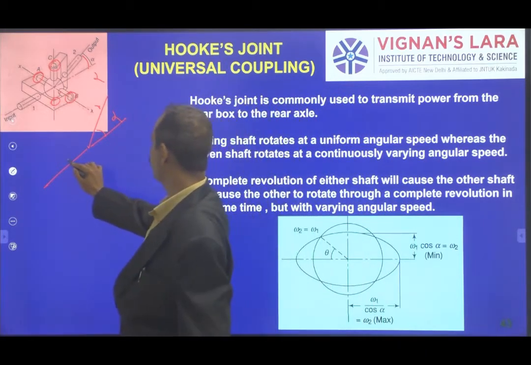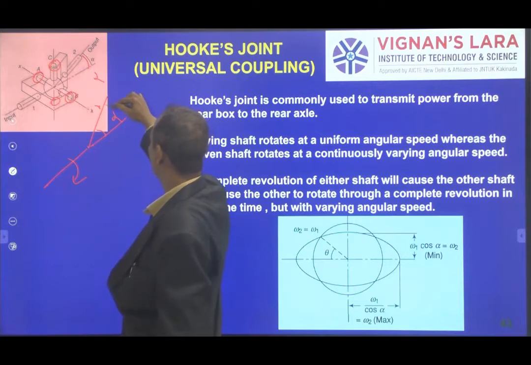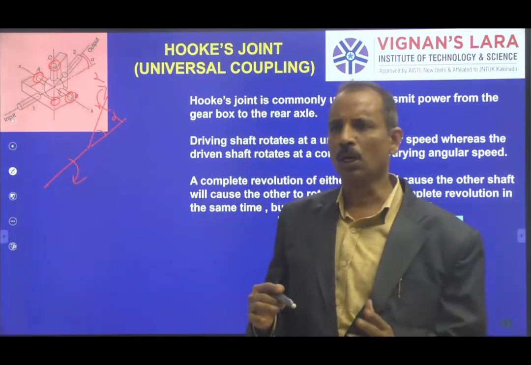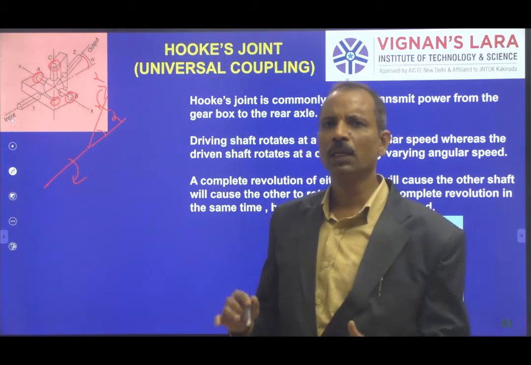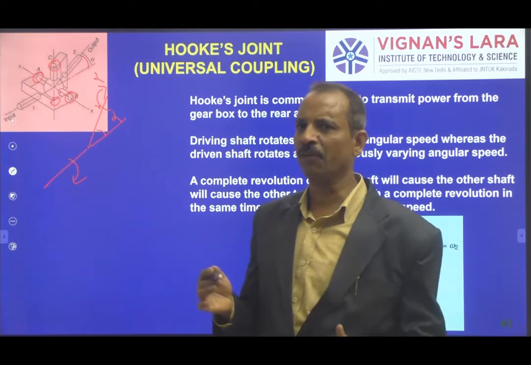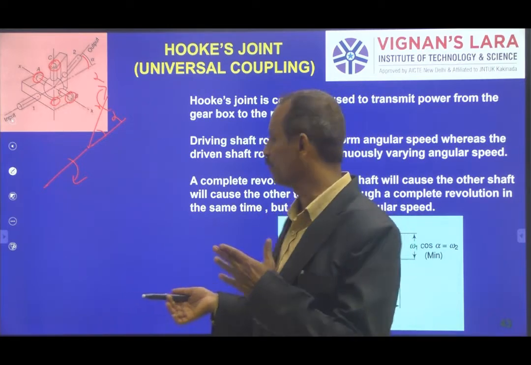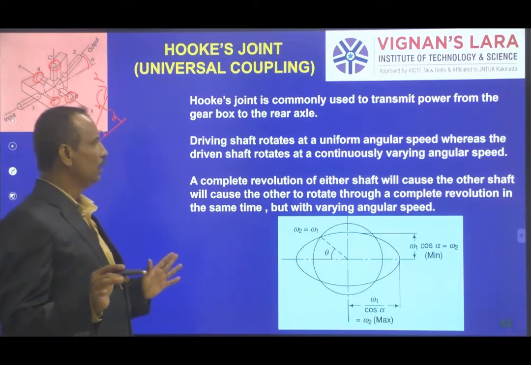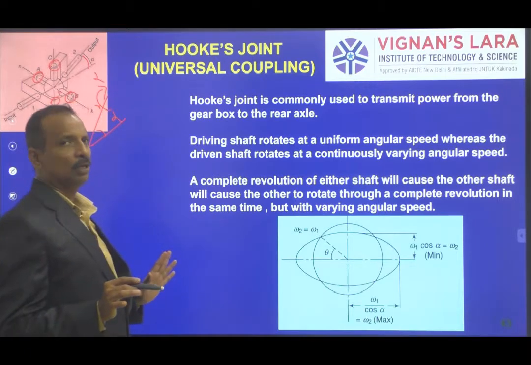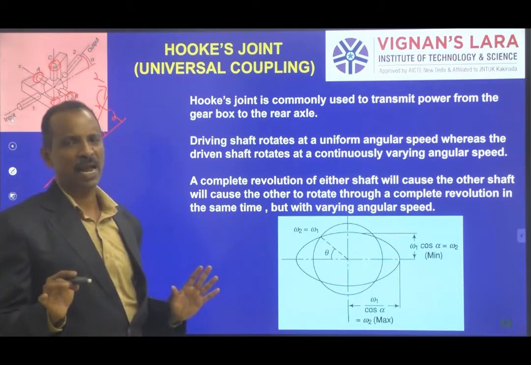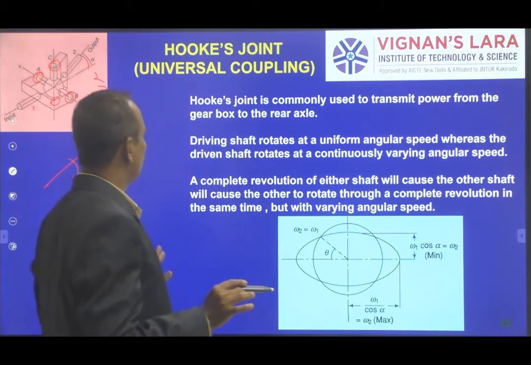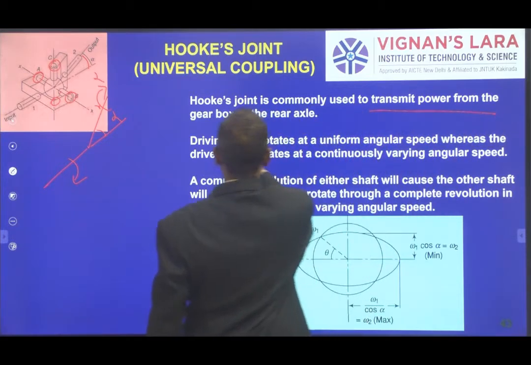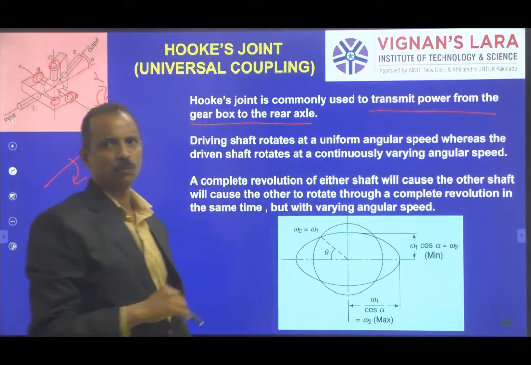When this shaft rotates one rotation, this shaft also should rotate one rotation, isn't it? So without losing any power, the power should be transmitted from the input shaft to the output shaft. Of course, that can be done by using this mechanism, but in this process, what happens, let us see. So the hook joint transmits the power from gearbox to the rear axle. This I have already explained.